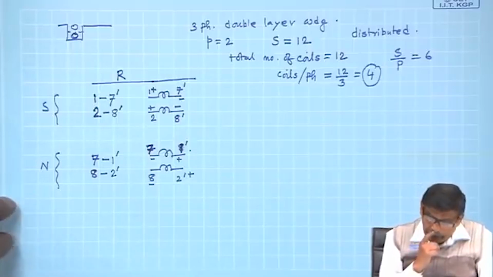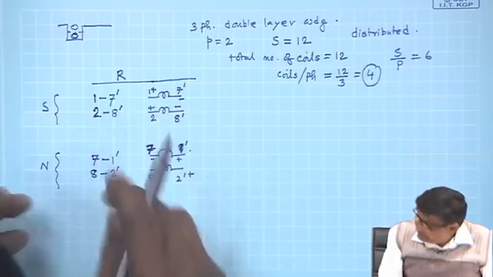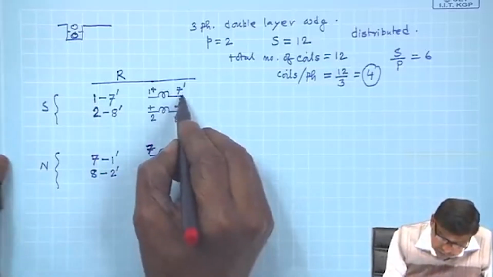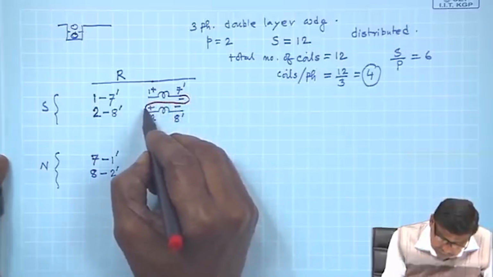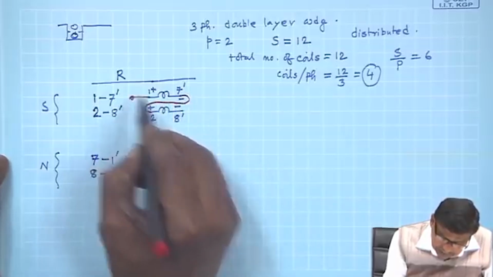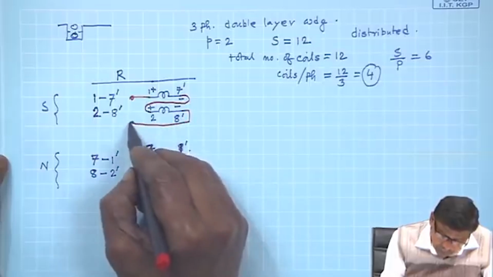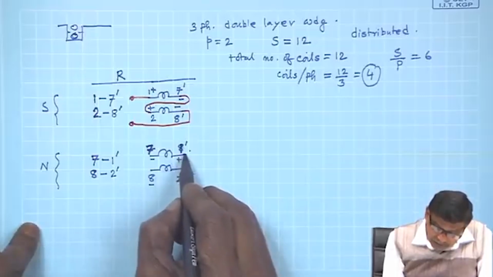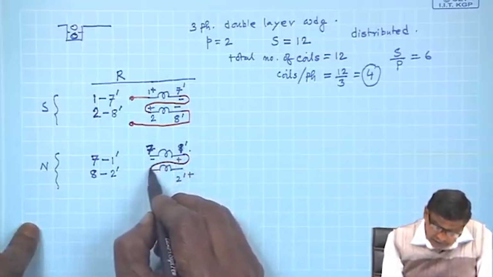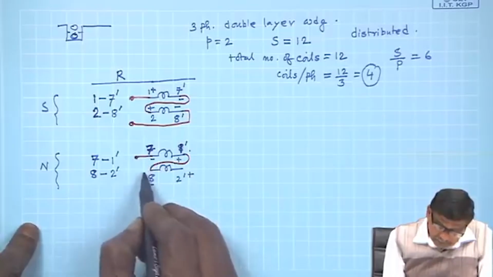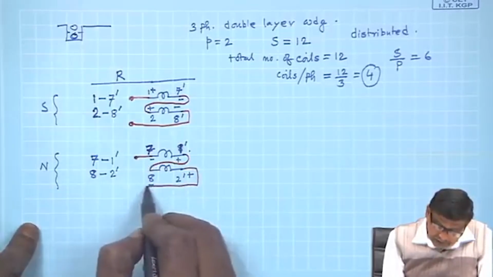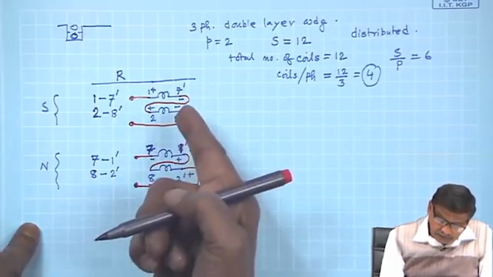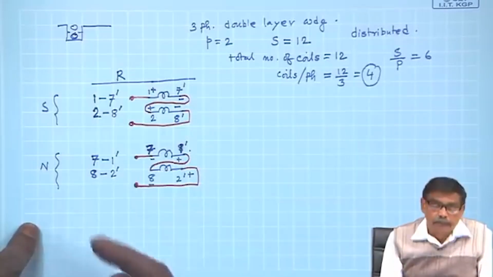Now, the question is how to connect them. First thing is this interconnection, I will show by separate wire, that is these two I will connect in series, and I will say this is a group of coils, distributed coils. Similarly, these two I can connect in series and I will get its terminal like this. So, this is called first group and this is the second group.